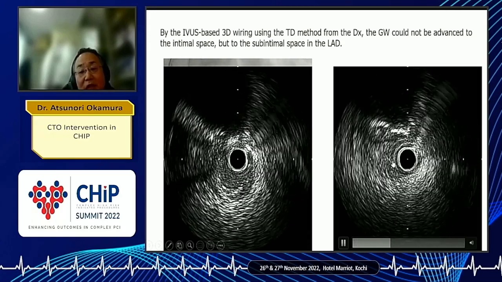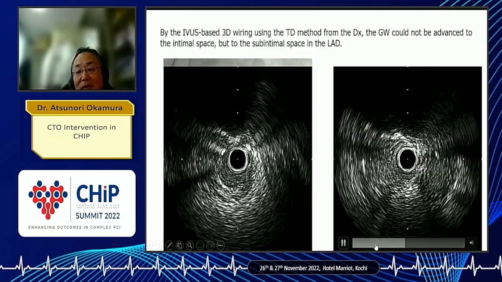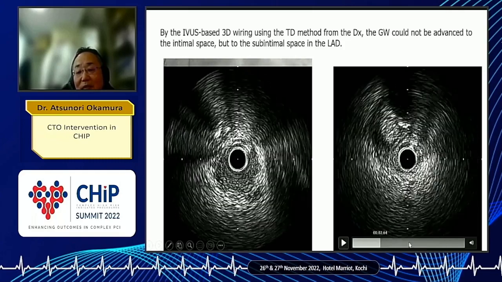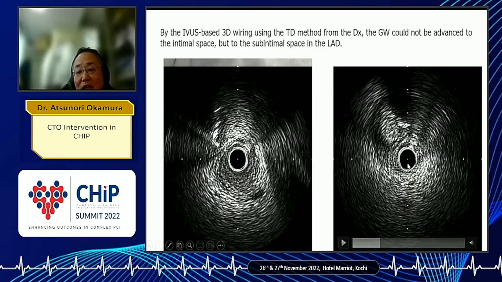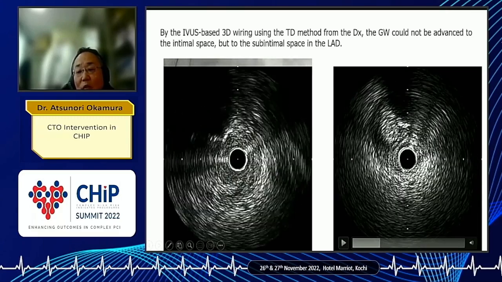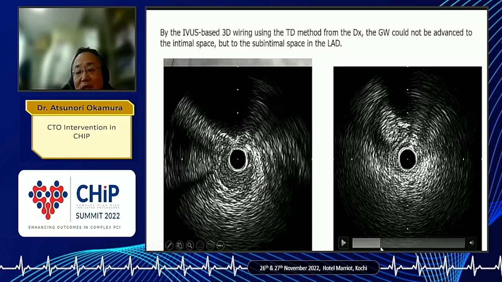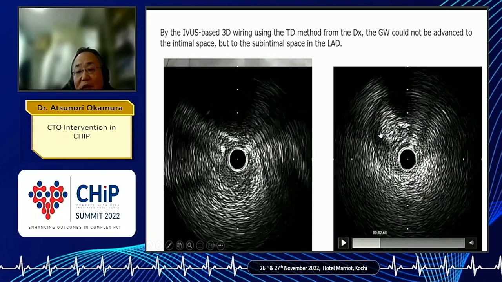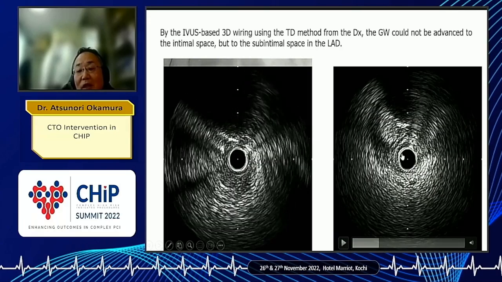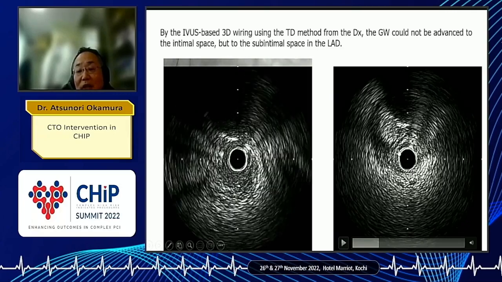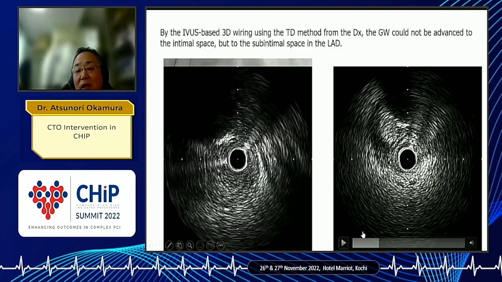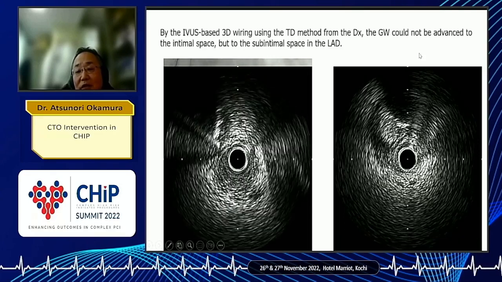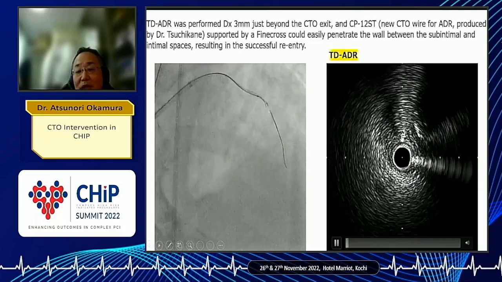LAD route. So this is the IVUS. So this is a diagonal branch, and this is the LAD, the guide wire. The IVUS was entered in the subintimal space, and the true lumen is located here. So it is very simple to get the re-entry route from here to here using a tip detection method. So I did it. So this is the second guide wire.